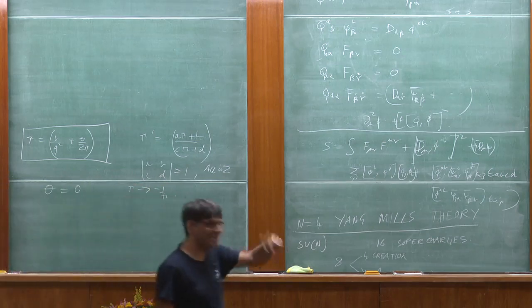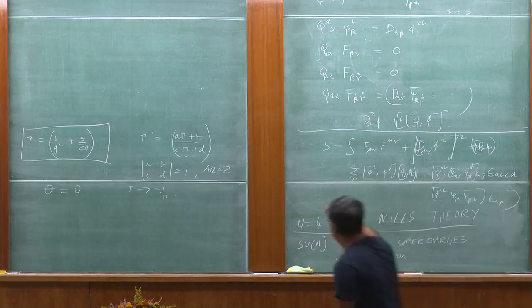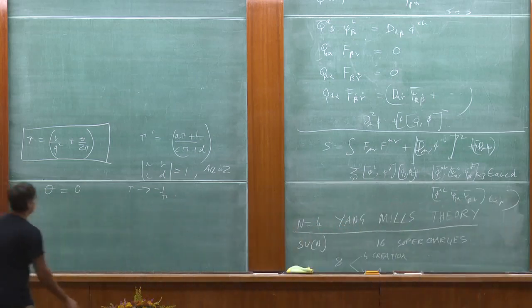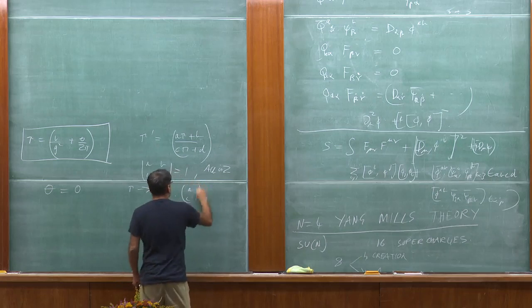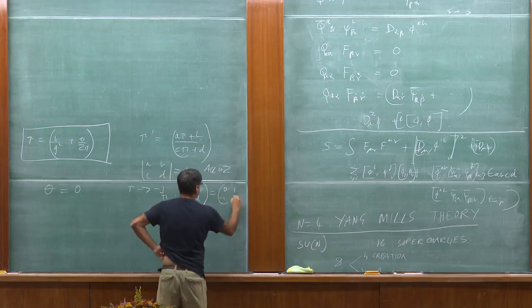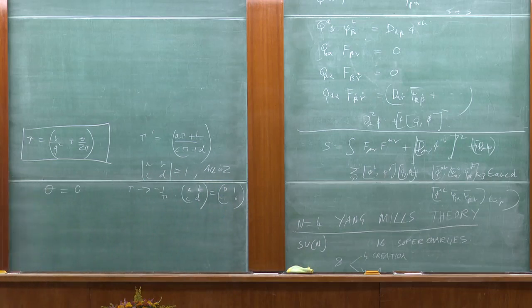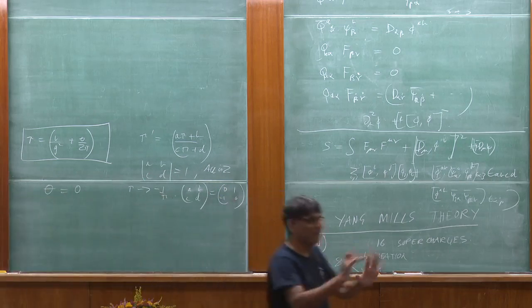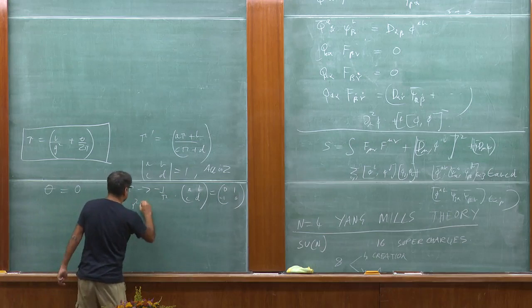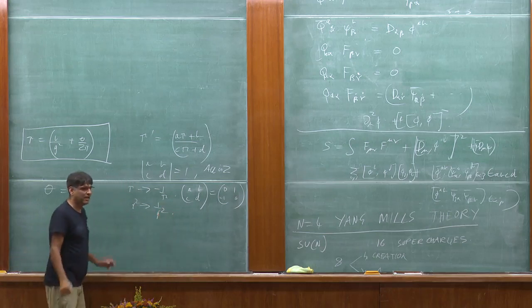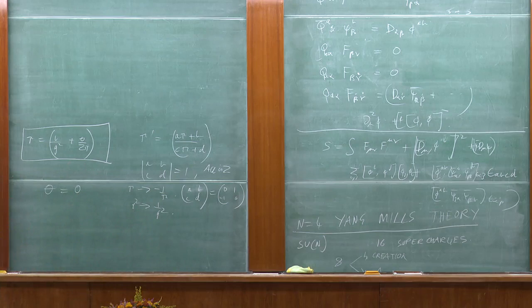Something that's imaginary stays imaginary, and you can get tau goes to minus 1 by tau by choosing A, B, C, D to be equal to 0, 1, minus 1, 0. Suppressing theta for the moment, fixing on theories with theta equals 0, tau goes to minus 1 by tau tells you that g squared goes to 1 by g squared. So part of the statement of this SL(2,Z) duality is that the theory at very weak coupling is the same as the theory at very strong coupling.